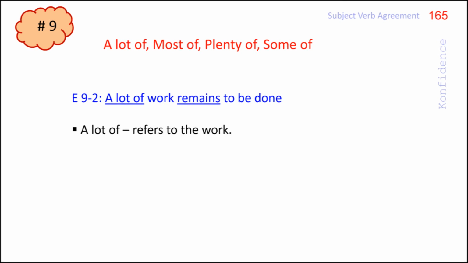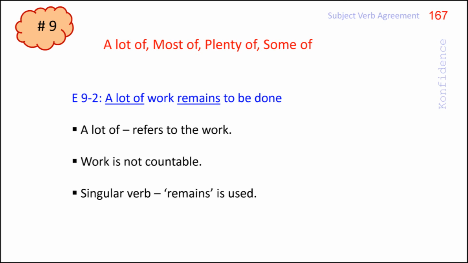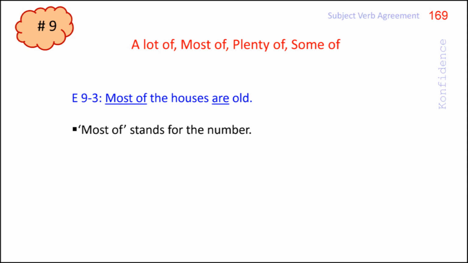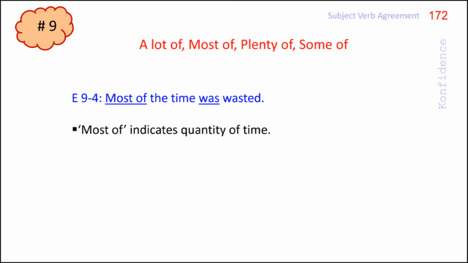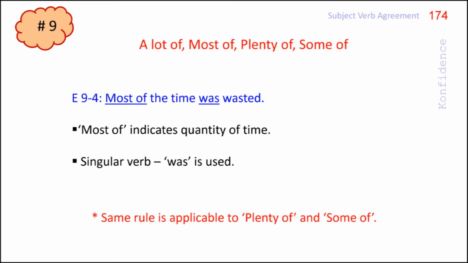In the second sentence, a lot of refers to work. We cannot count work. Here, a lot of work means quantity of work. So it is singular in nature and therefore the singular verb remains is used. In most of the houses, most of stands for the number. So the plural verb are is used. But in most of the time, most of indicates quantity of time. Hence the singular verb was is used. The same rule decides the number of the verb in the other examples as well.